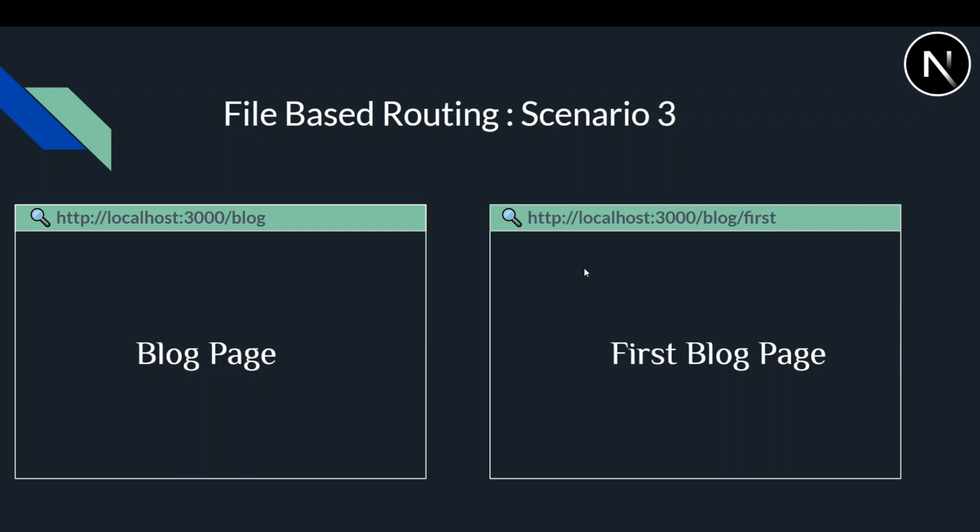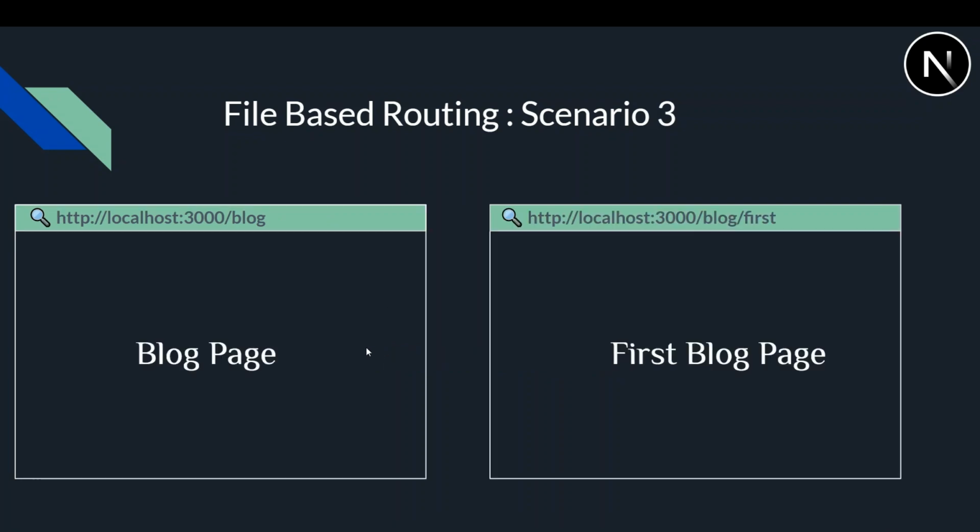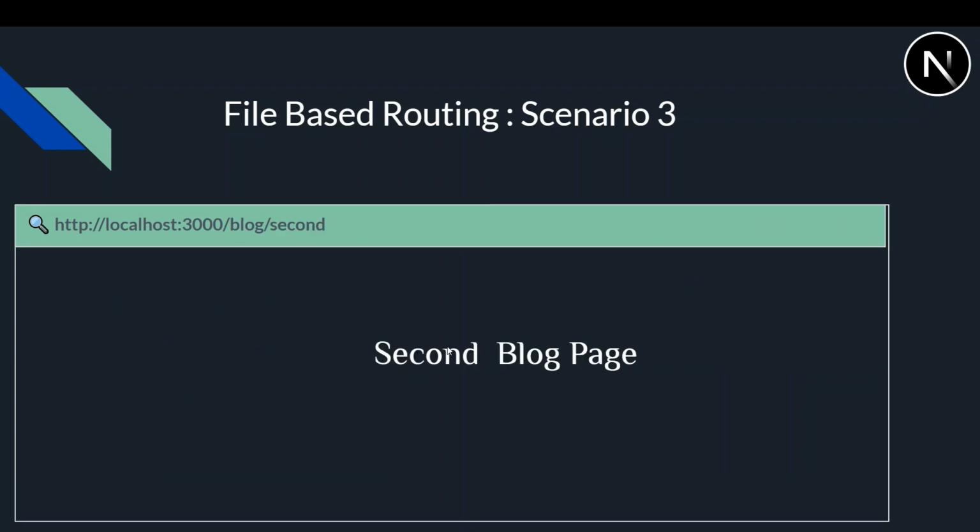If you visit localhost:3000/blog/first, you will get the first blog page, and we are also going to create the second page. If you visit localhost:3000/blog/second, this is the second page. So as you can see, we have two nested routes inside this blog page. The blog page is the main page, and inside that we have two nested routes: one for the first blog page and the other for the second blog page.